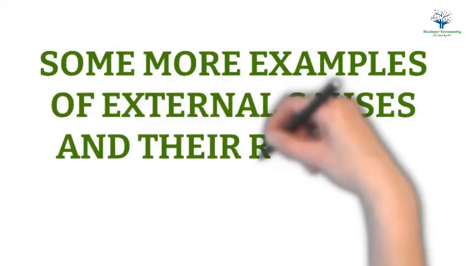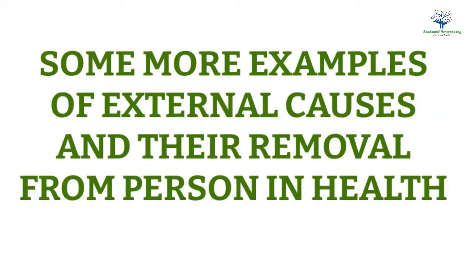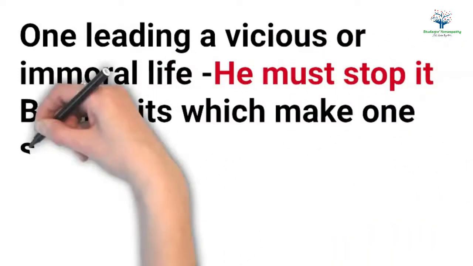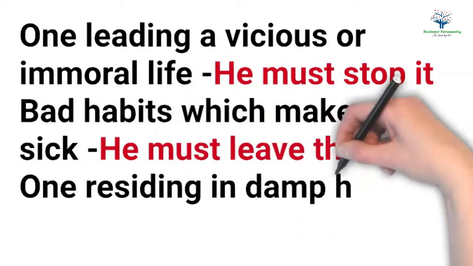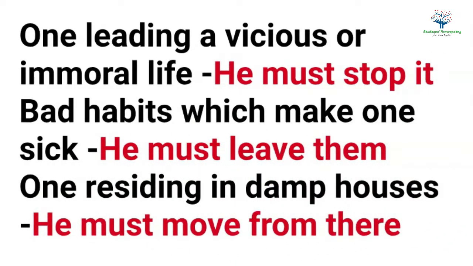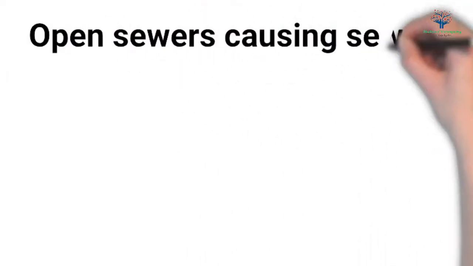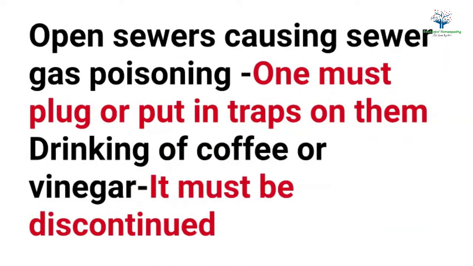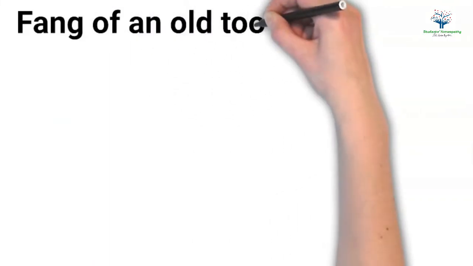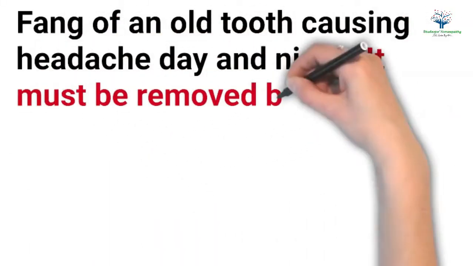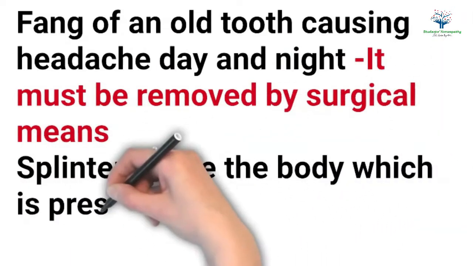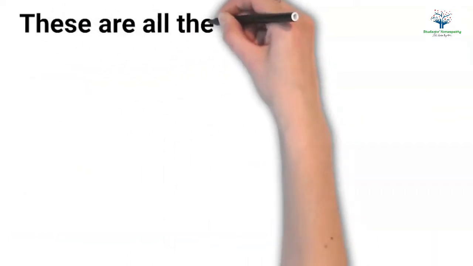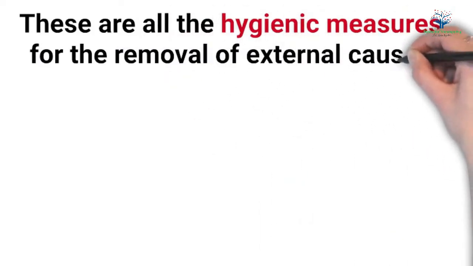Some more examples of external causes and their removal from persons in health are: one leading a vicious or immoral life, he must stop it. Bad habits which make one sick, he must leave them. One residing in damp houses, he must move from there. Open sewers causing sewer gas poisoning, one must plug or put traps on them. Drinking of coffee or vinegar, it must be discontinued. Fang of an old tooth causing headache day and night, it must be removed by surgical means. Splinter inside the body which is pressing on a nerve, it must be removed surgically. So here note that these are all the hygienic measures for the removal of external causes from the person in health.